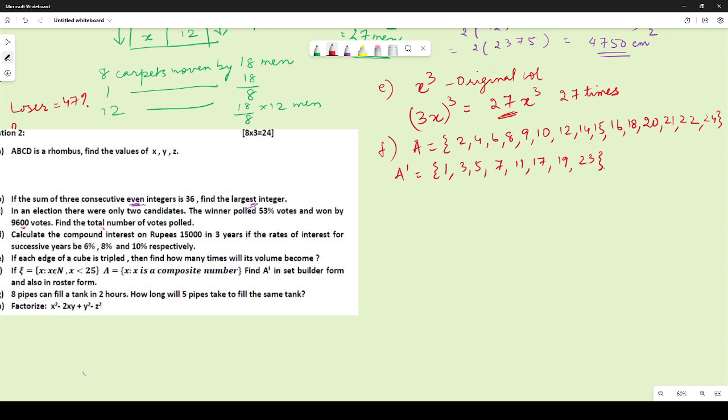So this is the roster method, and if you're writing it in the set builder method, you can write it as A complement comprises of X, where X is a prime number less than 25, and including 1, because 1 is neither prime nor composite, so you have to mention including 1 over here.